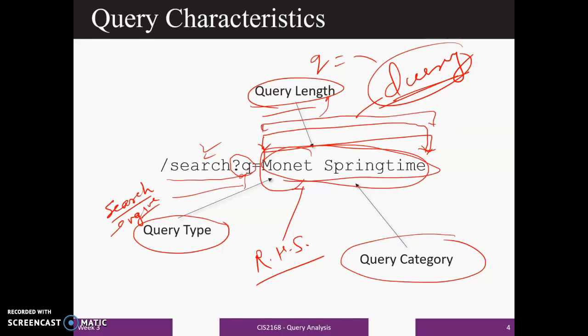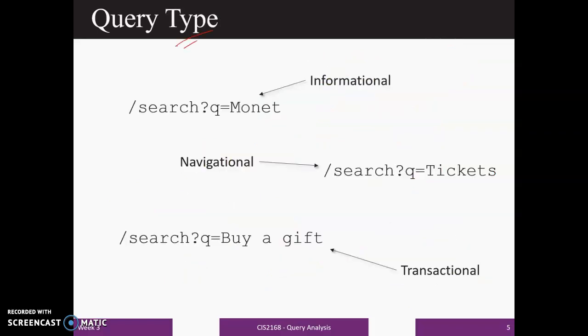If you see which type of query is given, then you can get the information about the query type, and if you analyze, you will get the category of the query. And I have explained these terms, that is query length, query type and query category, in the coming slides. So the next slide is for the query type.